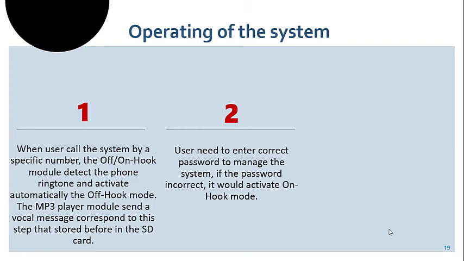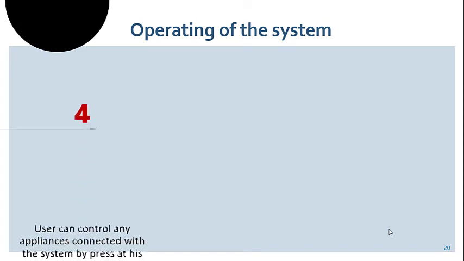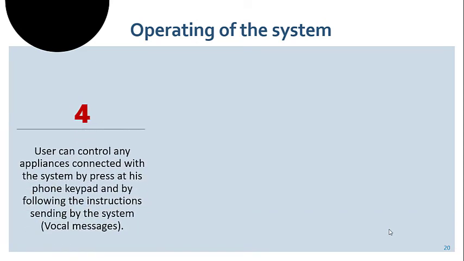If the password is incorrect, it will activate on-hook mode. Thirdly, if the password is correct, the system will send a new vocal message explaining the method to drive the system. Next, the user can control any appliances connected with the system by pressing at his phone keypad and by following the instructions sent by the system.